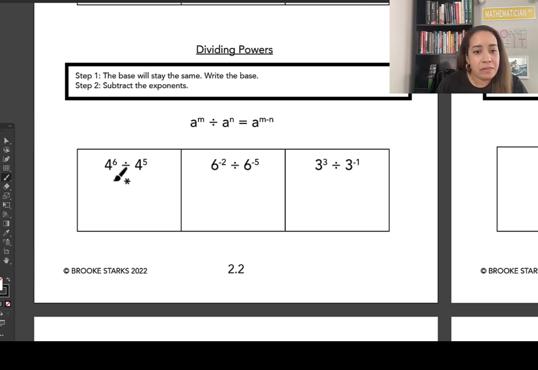So on this problem, 4 to the 6th power divided by 4 to the 5th power. We copy down the 4, the base stays the same, and then we subtract the exponents. 6 minus 5 gives us 1. One thing to know is that in algebra, our 1s are usually invisible. So 4 to the power of 1 is really the same as 4.